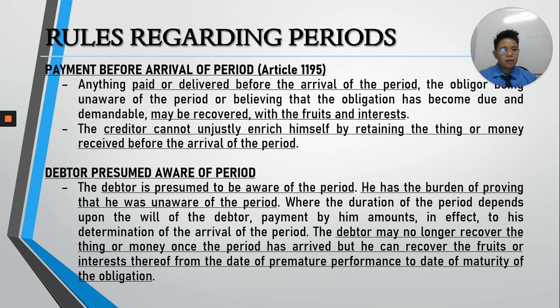So kailangan siyang magpatunay na binayaran ko, yes. Pero kasi akala ko due na, hindi pa pala due. Kasi ang alam ko, mali pala ako, etc. Akala ko ganito, etc. So remember, the debtor is presumed to be aware. So kailangan niyang patunayan na actually hindi siya aware sa period.